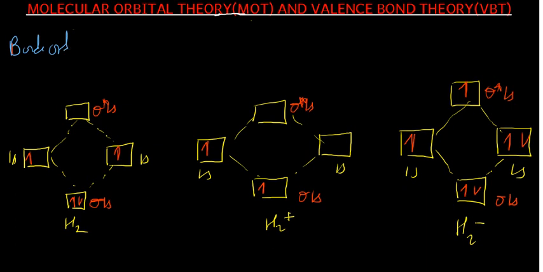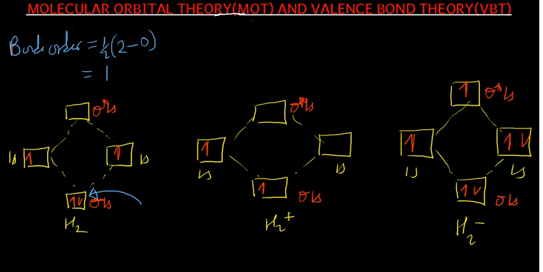Bond order, I already wrote the formula. It's given by half of bonding electrons minus anti-bonding electrons. So these electrons here are what we call bonding electrons. There are 2 of them. Anti-bonding, where there is a star, we don't have any electron. So that is minus 0. So the bond order here is 1.